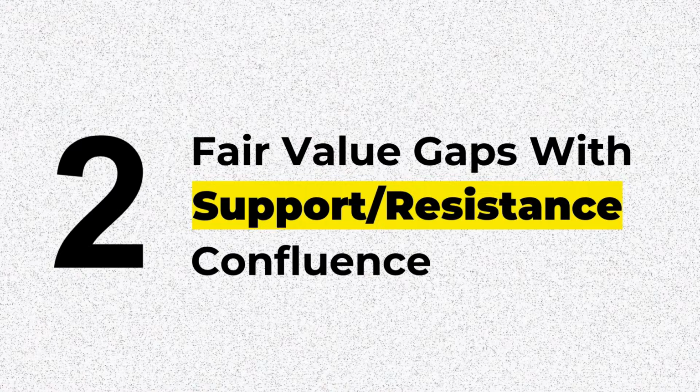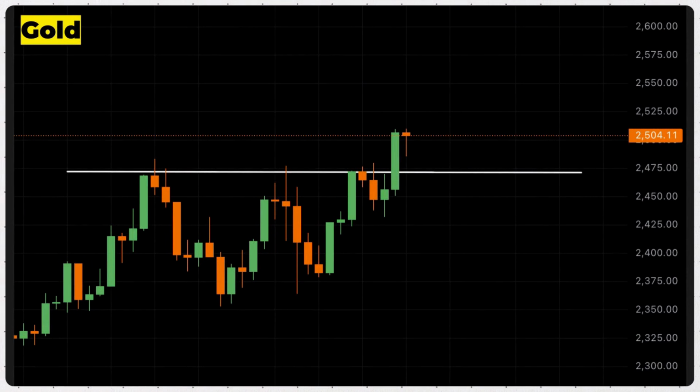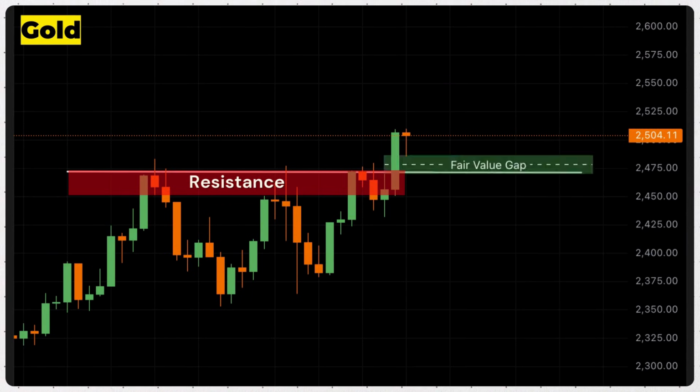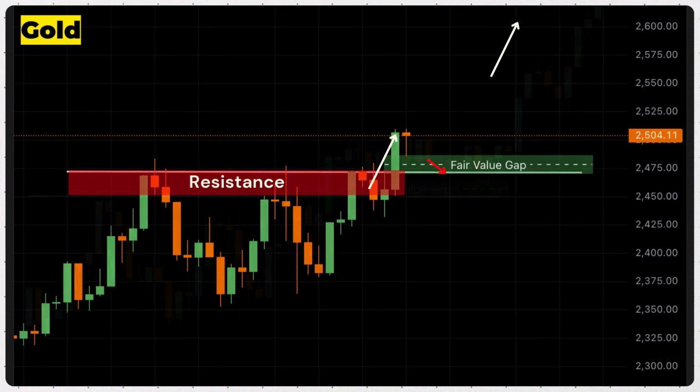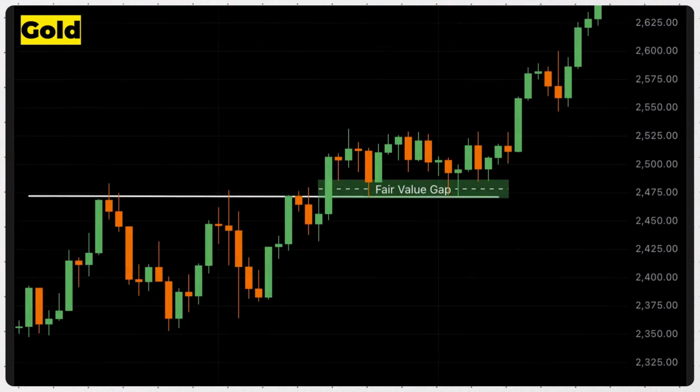One of the most common and effective forms of confluence is support and resistance flip. In this chart, you can see that price previously struggled around this level, acting as resistance. Once price finally breaks above it, that same level later becomes support. After the breakout, price moves impulsively higher and forms a fair value gap right on top of this former resistance zone. When price pulls back, it retraces into the fair value gap while also respecting the old resistance as new support.